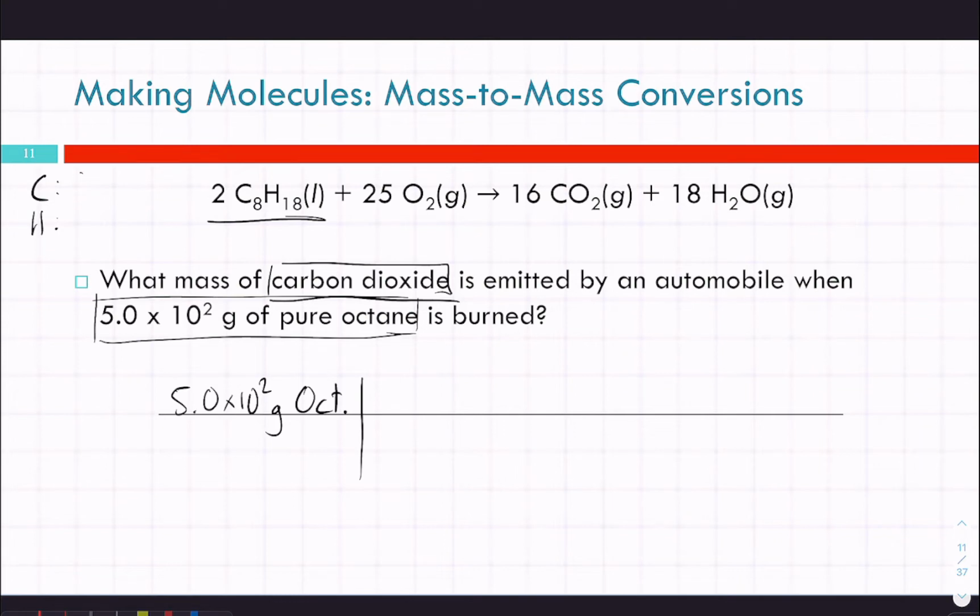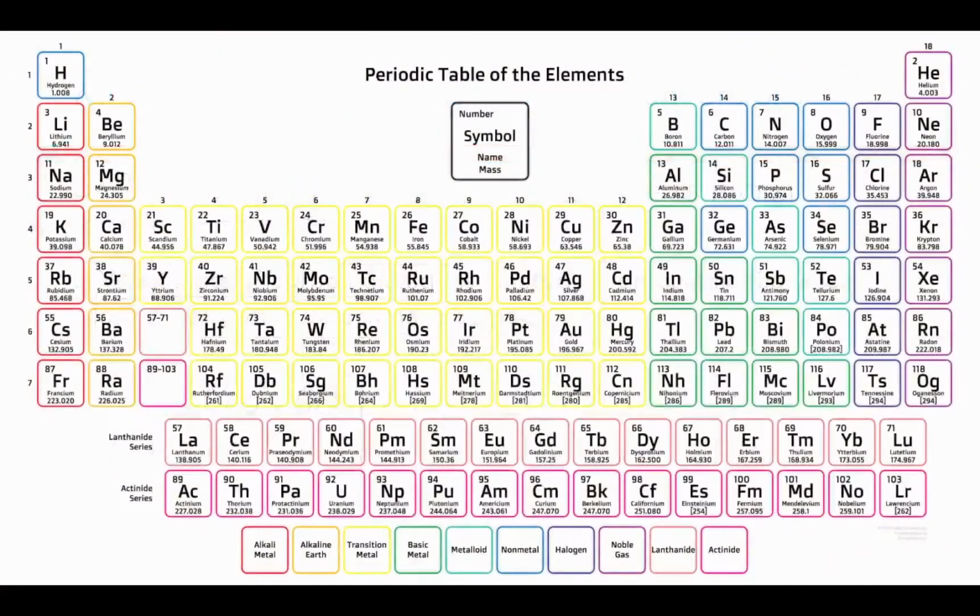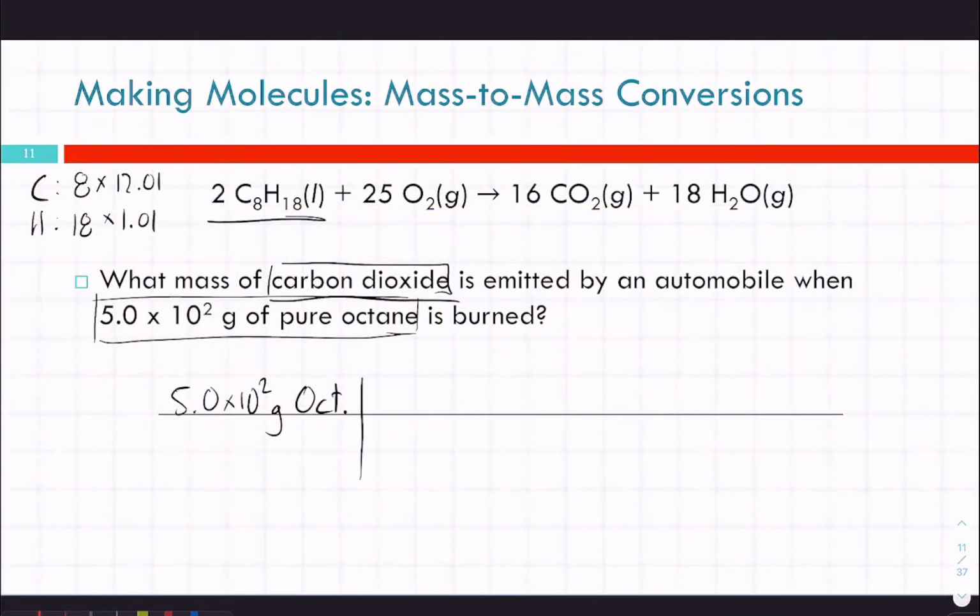So in octane, we have 8 carbons, we have 18 hydrogens. The mass of carbon is 12.01. For hydrogen, it's 1.01. You can, of course, find that on the periodic table. So carbon up here, 12.011. And then hydrogen over here is 1.008. So I'm rounding a little bit because I'm going to run out of space on almost all these problems anyway.